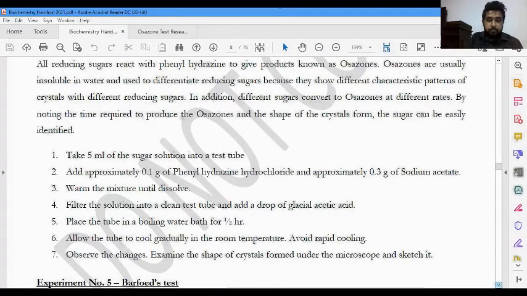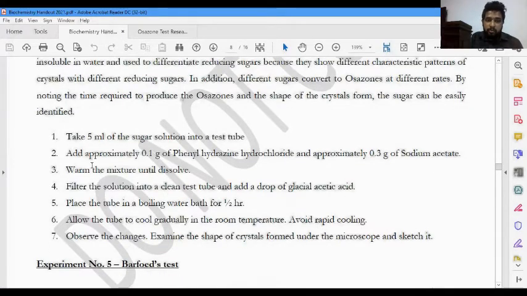Then we warm the mixture until dissolved. We do warming to facilitate the reaction rate and to dissolve the contents clearly, and filter the solution into a clean test tube and add a drop of glacial acetic acid.